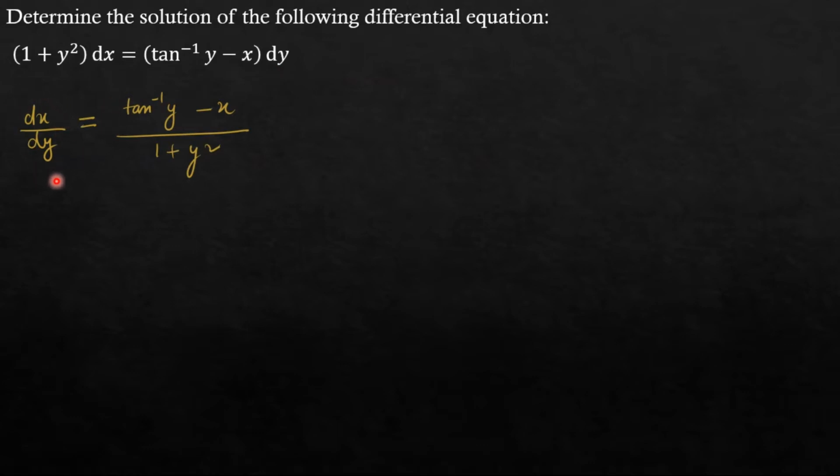So I am converting to dx by dy. Here you can see I am treating x as a dependent variable and y as an independent variable, or you can say x is a function of y. The question can be framed in this manner as well. From now onwards the process will be the same. Now if you simplify this, you will get tan inverse y upon 1 plus y square minus x upon 1 plus y square.